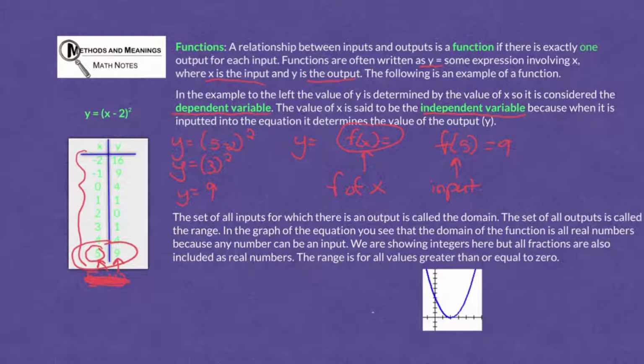You will see here that I've just added a graph of our equation. This is y equals x minus 2 squared, which is what we've been using and working with. So I'll just go ahead and write that here so you can remember that. Y equals x minus 2 squared. First of all, this shape is a parabola. Also a quadratic function.